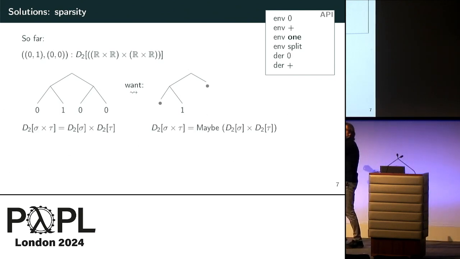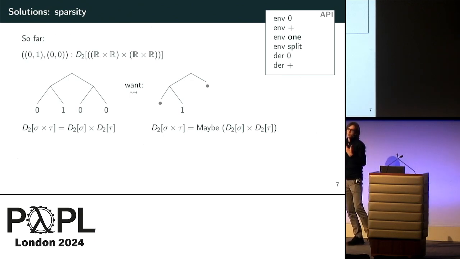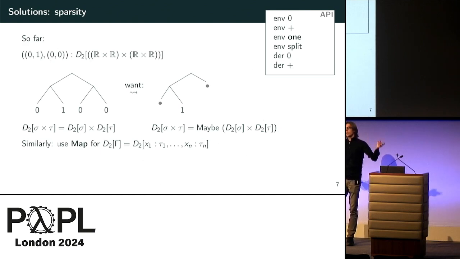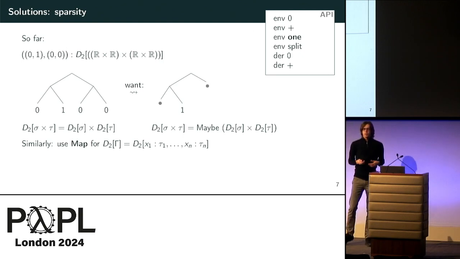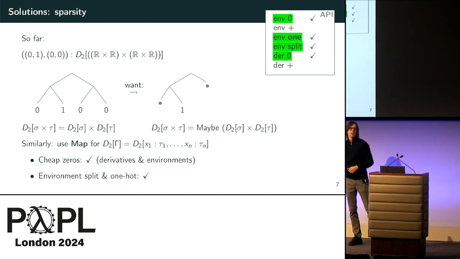You want to stick a maybe in between this layer of the tree and the rest. So in essence, you're adding a point to this derivative type, which represents a 0, so that you can inject a 0 somewhere cheaply. The other thing that you want to do is the same thing for environment derivatives, which are essentially large products. It's a large product of derivative types. You can represent that sparsely as well by using a map data structure, which is essentially a sparse vector. So what you get from this is that zeros are now constant time. Yay, we've done 2 out of 6. And it also turns out that one-hot environments and splitting environments are also constant time, so we're actually at 4 out of 6. We're well on our way.